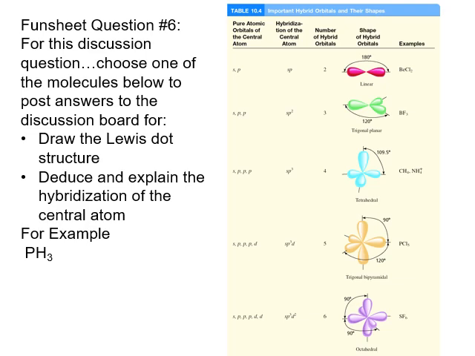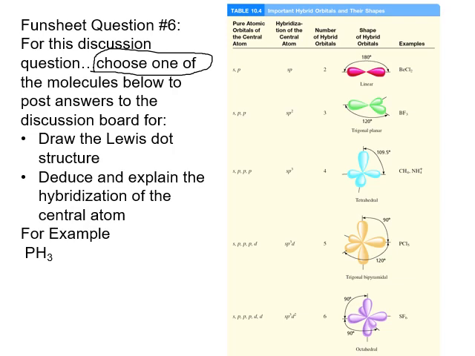So for fun sheet question number 6, your goal is to choose one of the molecules, and I think I have assigned them to you, so please go look. I assigned you one of them, so we're not all doing the same one. And then I ask you to draw the Lewis dot structure and deduce and explain the hybridization.